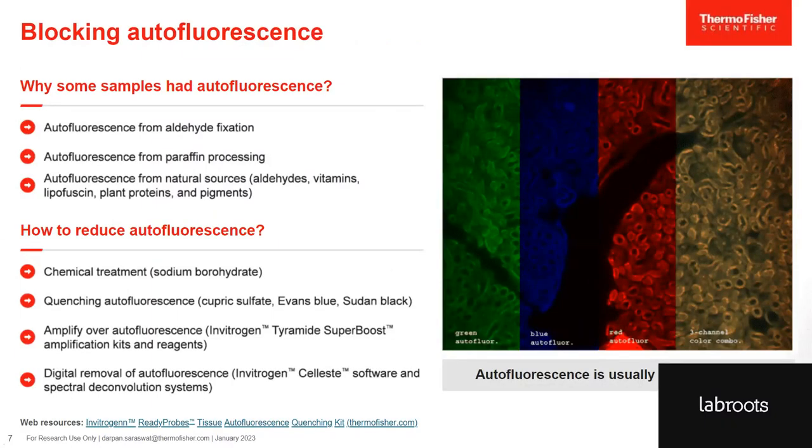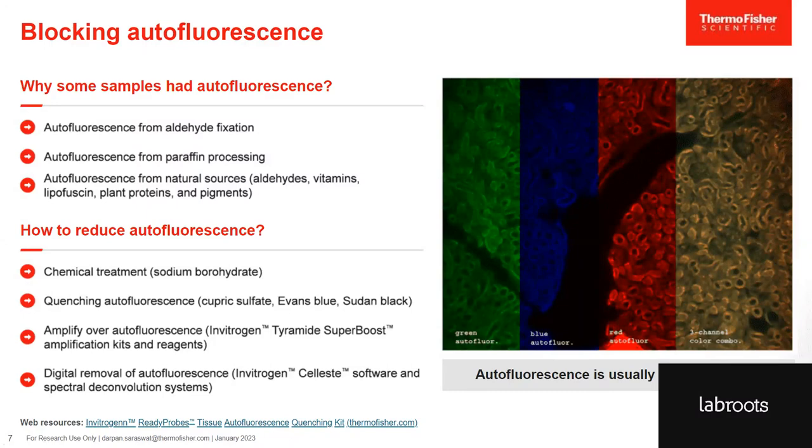If you have done immunohistochemistry before, you must have noticed that some samples have high autofluorescence. Autofluorescence may be because of aldehyde fixation. Autofluorescence also comes from paraffin processing, and sometimes it comes from natural sources like aldehyde, vitamins, lipofuscin, plant protein, and pigments. So what will you do to reduce this autofluorescence?